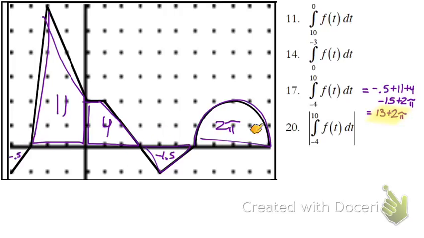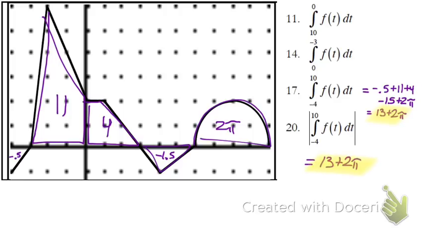This is different, though, because this is saying on the inside of these absolute value bars, to find the integral from negative 4 to 10, of this function, which we already did in example 17, that's this answer right here. And once you find the integral, take the absolute value of the answer. So the answer is 13 plus 2 pi. Well, that answer is already positive, so the absolute value will have no effect on that answer because it's already positive. So the answer to number 20 is also 13 plus 2 pi.